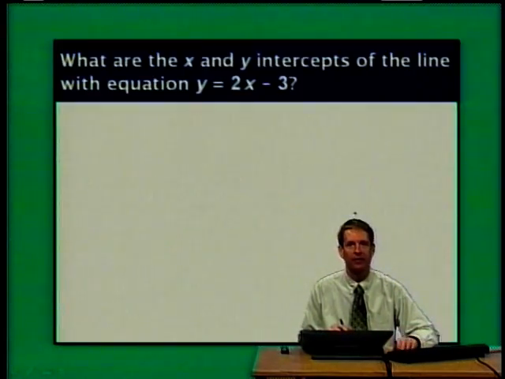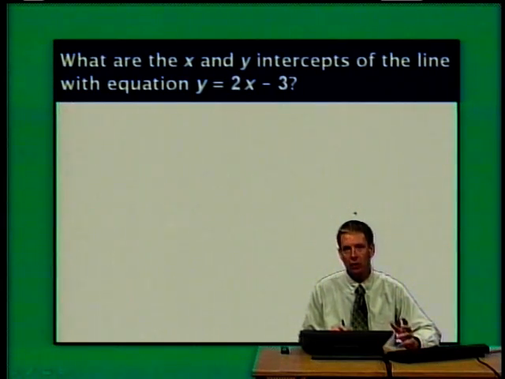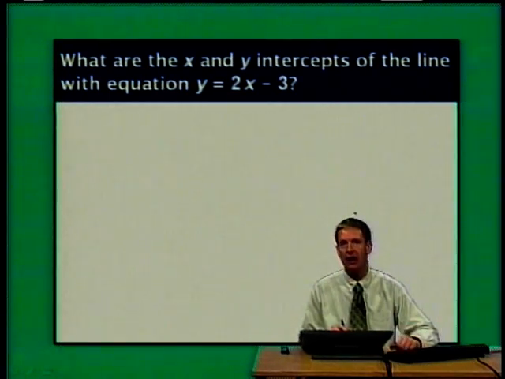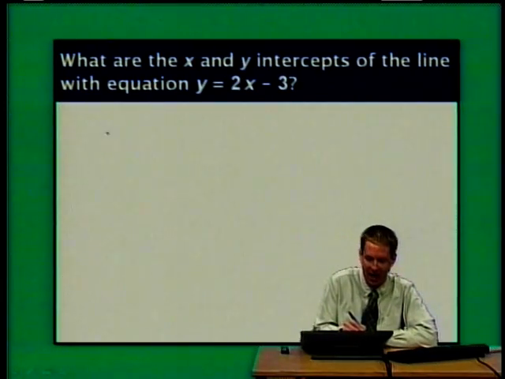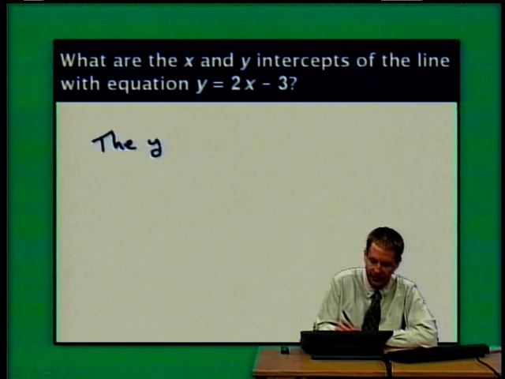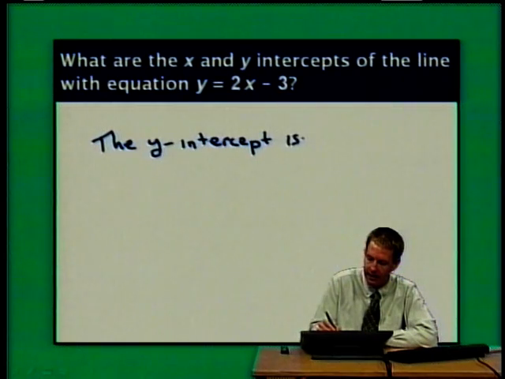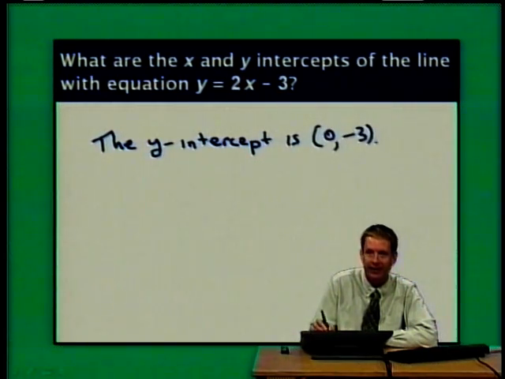Let's see another example of this. What are the x and y intercepts of the line with the equation y equals 2x minus 3? Well, looking at this equation, I can see that if I replace x with 0, I'm just left with y equals negative 3. There's really no solving to do whatsoever. The point that you get when x is 0 is called the y-intercept. So without doing any work, I think we can just go ahead and say that the y-intercept is the ordered pair (0, negative 3).